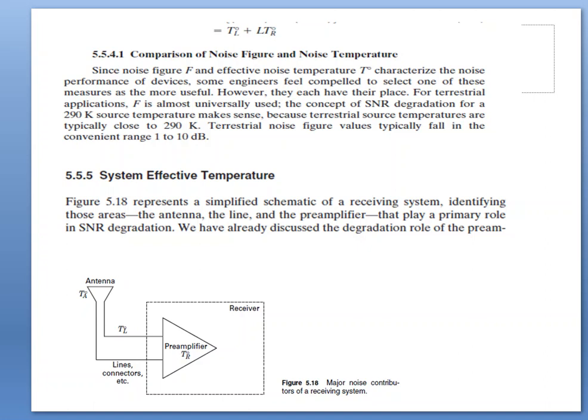And now we move to the next topic, that is system effective temperature. In the below figure, we represent a simple schematic of a receiving system. It has a receiving antenna connected to the preamplifier. The antenna, the line and the preamplifier play a primary role in SNR degradation. We have already seen the degradation role of a preamplifier. Additional noise is injected into the link.